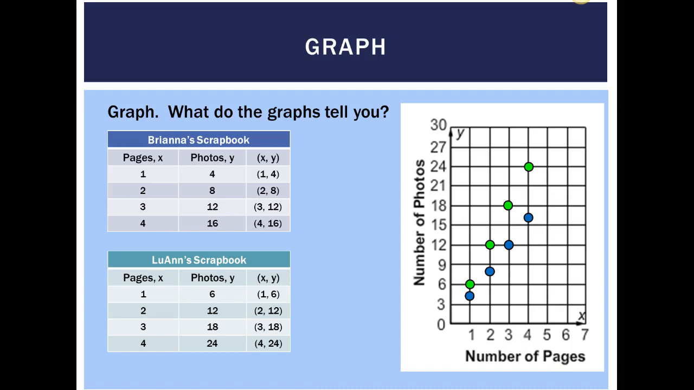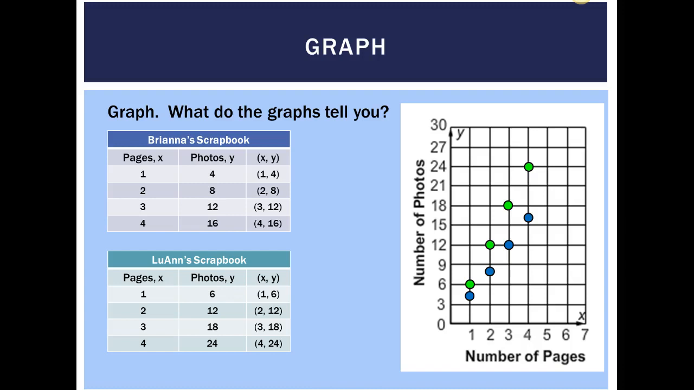Next, we need to answer the question, what do the graphs tell you? There are many different statements you can make. One might be that Luann's scrapbook has many more photos in it than Brianna's scrapbook. You might say that Brianna's scrapbook will have fewer photos than Luann's. You might say that the number of photos in Luann's scrapbook is increasing more quickly than those in Brianna's scrapbook. Or you might say that Brianna's number of photos is increasing more slowly than Luann's number of photos. You might note that for each page in the scrapbook, Luann has 2 more photos than Brianna.